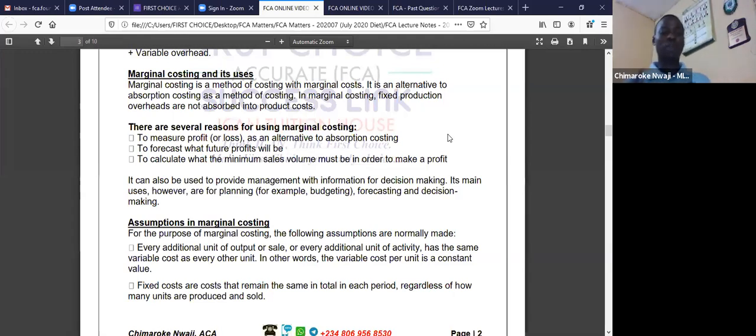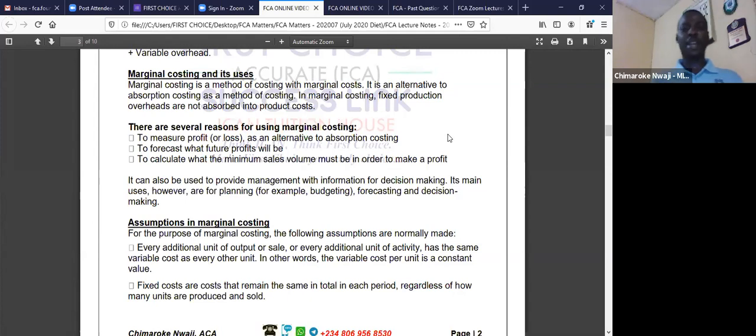Now, what are some of the assumptions we can make in marginal costing? For the purpose of marginal costing, the following assumptions are normally made. The first one is that every additional unit of output or sale, or every additional unit of activity, has the same variable cost as every other unit. In other words, the variable cost per unit is a constant value.